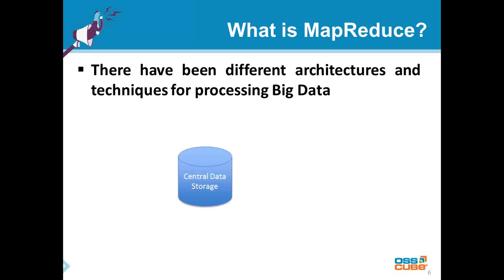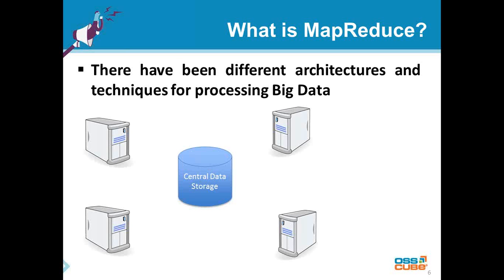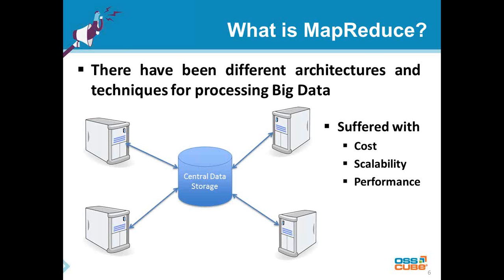In the earlier days, or even today, we have some systems running in this way, where we store data in a central repository, and then we have various servers accessing data from the central repository and processing on their machines, processing on each individual machine. But the problem with this is it cannot scale.